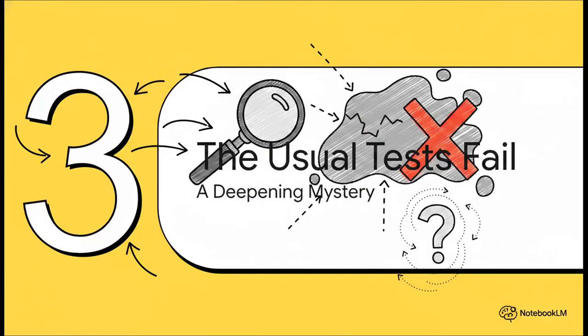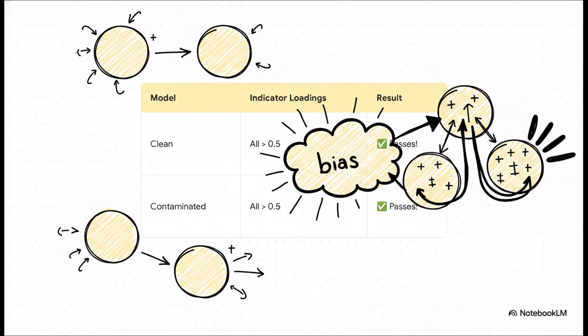Okay, so we know the contamination is in there. The next logical step is to run the standard diagnostic tests to find it. But this is where the mystery gets really interesting, because the usual detective tools, they completely miss the problem. First up, the convergent validity test. This is supposed to check if the survey questions for a concept are all strongly related to each other. And look at this. Both the clean and the contaminated models pass with flying colors. In fact, the bias actually fools the test and makes the contaminated model look even stronger. The test just sees all that shared error as a good thing.